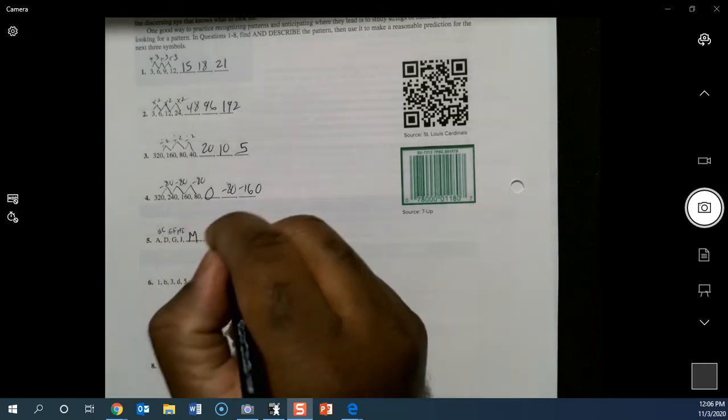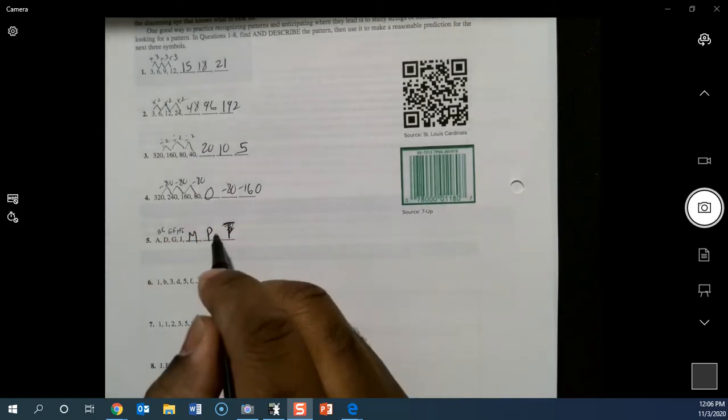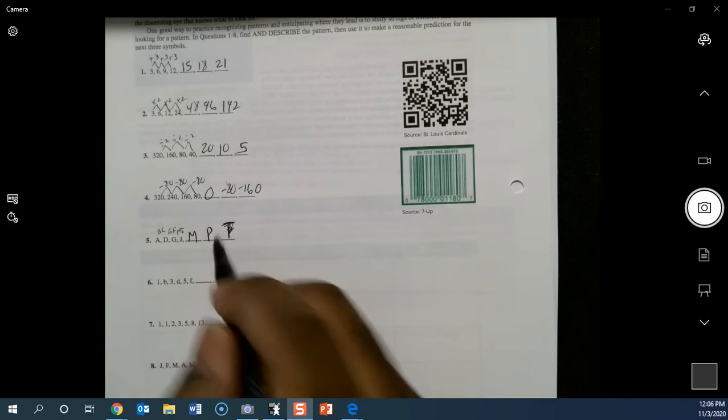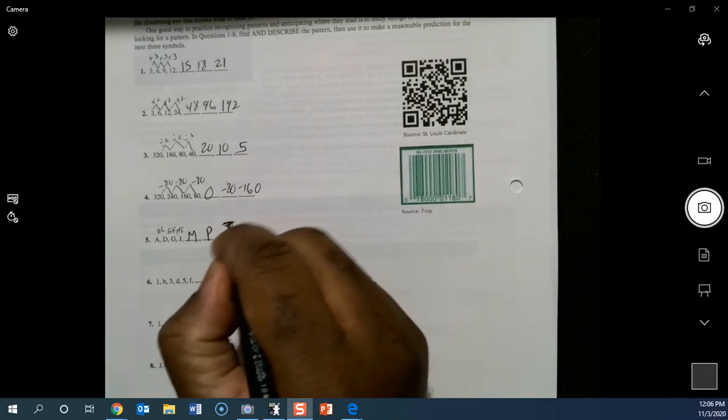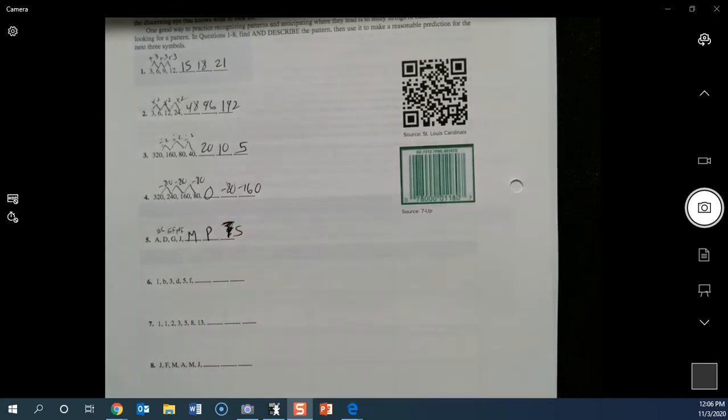I'm sorry. I guess I'm off a little bit. After M is N and O, which leaves us P. After P is Q and R, and that would leave us S. Yeah, I'm not used to skipping letters.